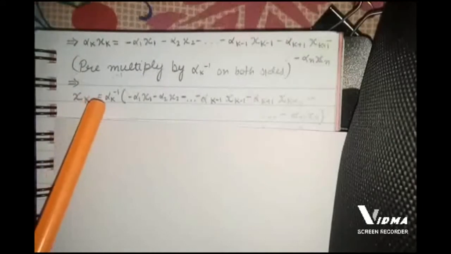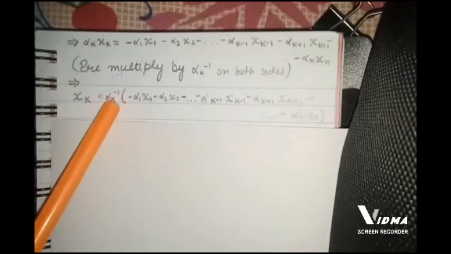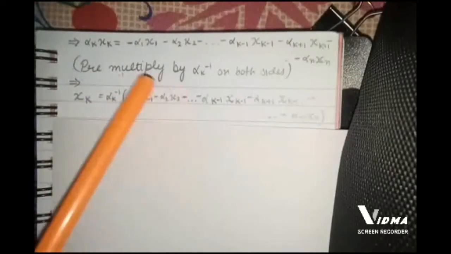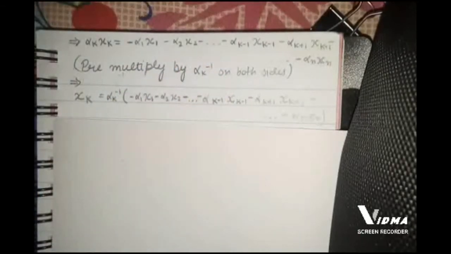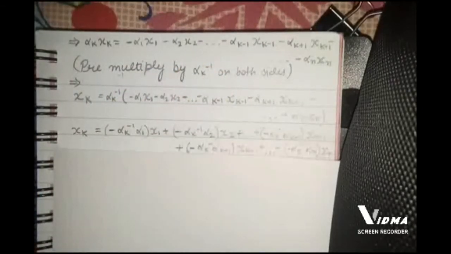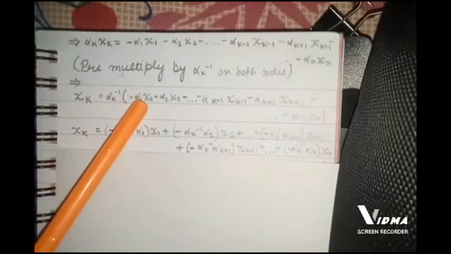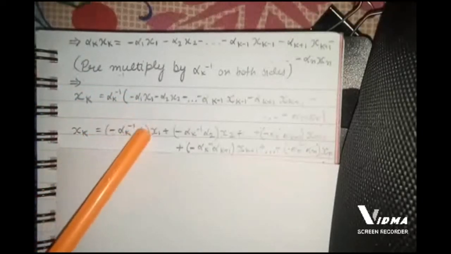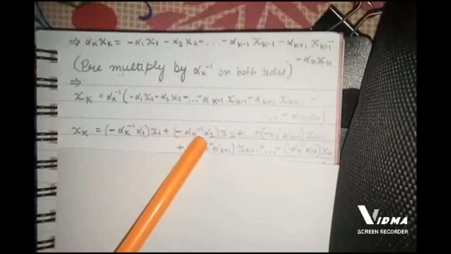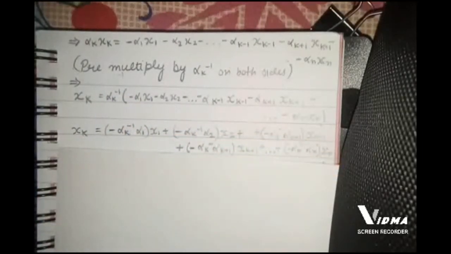Now we clearly know that we can distribute this alpha k inverse with each of these terms. So what are we going to get? It is this expression: alpha k inverse alpha 1 along with the negative sign with x1, and so on.